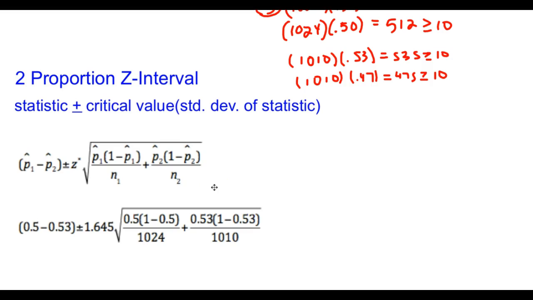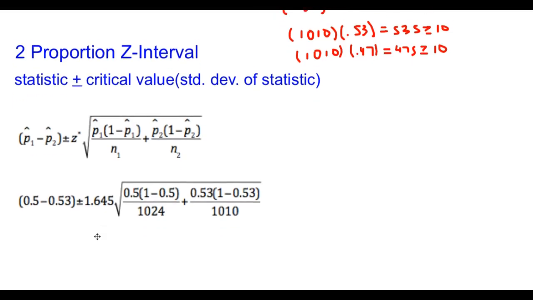So I'm going to substitute in the values for p hat 1 and p hat 2, 50% and 53%, and substitute in our sample sizes. We are also going to substitute our z star value. Our z star value is based on the 90% confidence level. If it was a 95% confidence level, instead of being 1.645, this would be 1.96. Recall that you can get the z star values from using the infinite degrees of freedom row in your t-table.